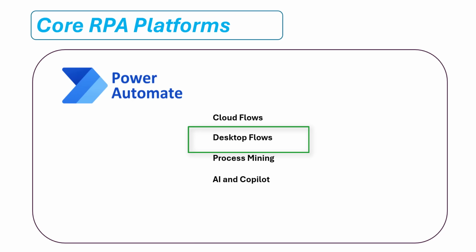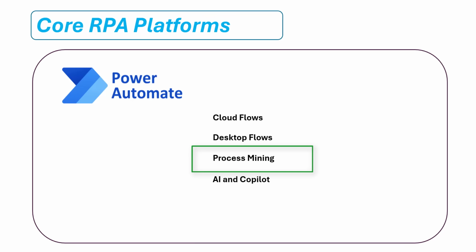Desktop flows, that is robotic process automation RPA, allow users to automate tasks in legacy applications, desktop software, and websites that don't have an API. This functionality is enabled through Power Automate for desktop. Next one, process mining. Process mining tools like Process Advisor help organizations to discover, analyze, and map out their existing process to identify the best opportunities for automation.